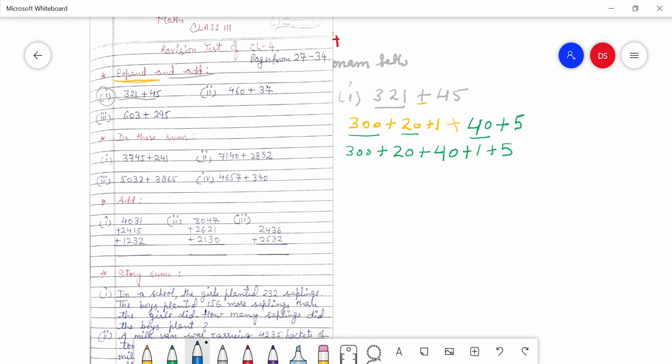Now we will start adding the numbers. It is alone, so we will write it like this, 300 only. Then we will calculate these two numbers, 20 plus 40, this is 60. Then we will calculate the other type of numbers, the 1-digit numbers, 1 plus 5, this is 6. In the next line we will add the numbers: 366. In this way we have to add the numbers. So we know that the addition of 321 plus 45, the answer is 366. In this way we will do the next question also.